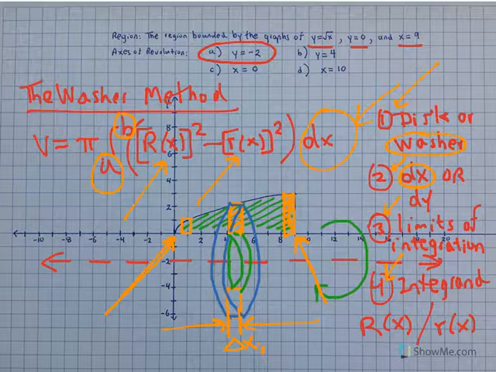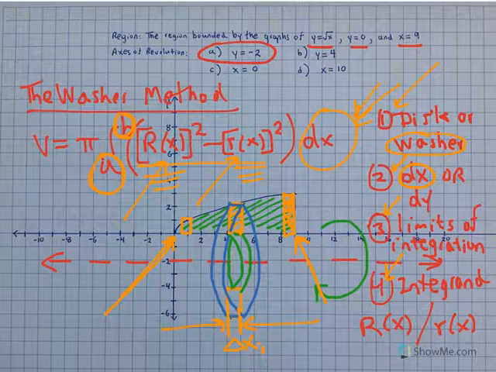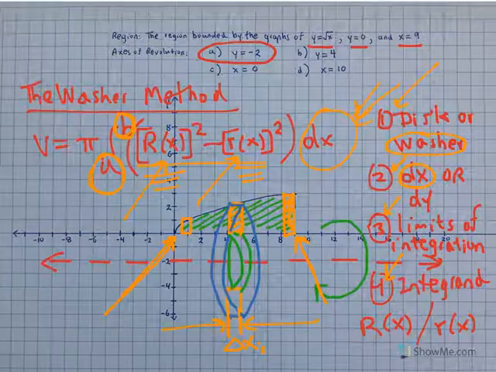But the one thing that I want to say right now is this. When you integrate with respect to x, the limits of integration are x values, and your integrand is a function of x. So you actually will have 2 functions of x, uppercase R of x, and you'll square that. You'll have lowercase r of x, you'll square that, and you'll subtract them. So let's take a look at the last part, how to write the integrand for this problem.